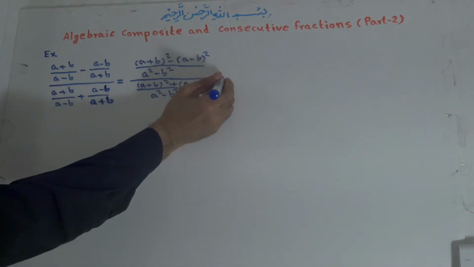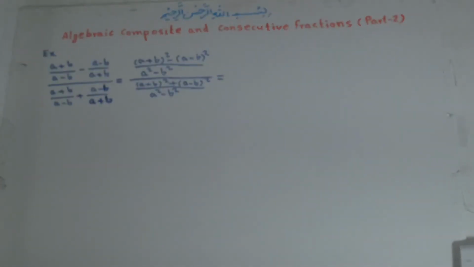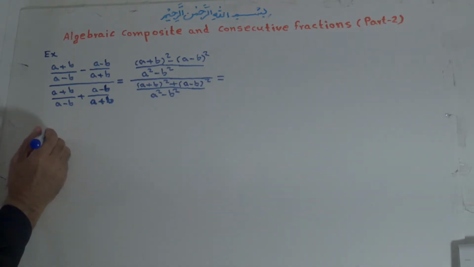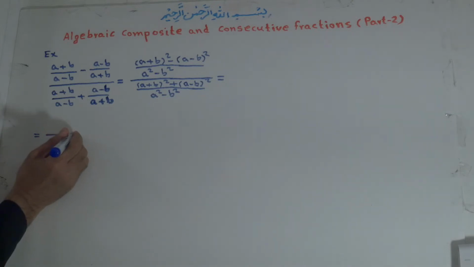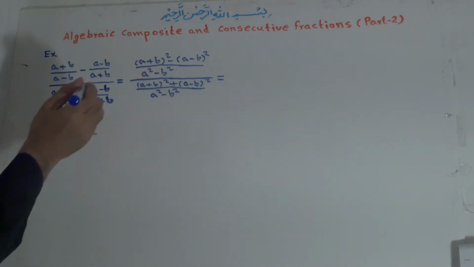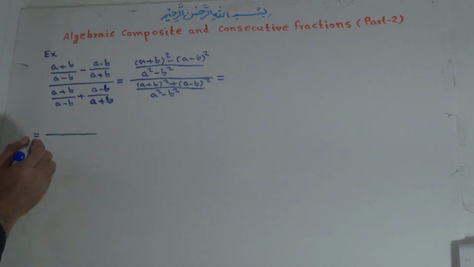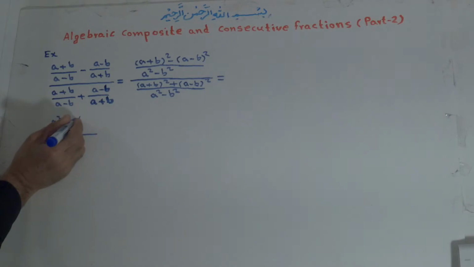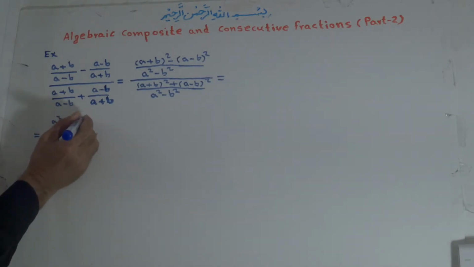Now this is equal to, what we do, we simplify the numerator. A plus b to the power of 2 is equal to a to the power of 2 plus 2ab plus b to the power of 2.